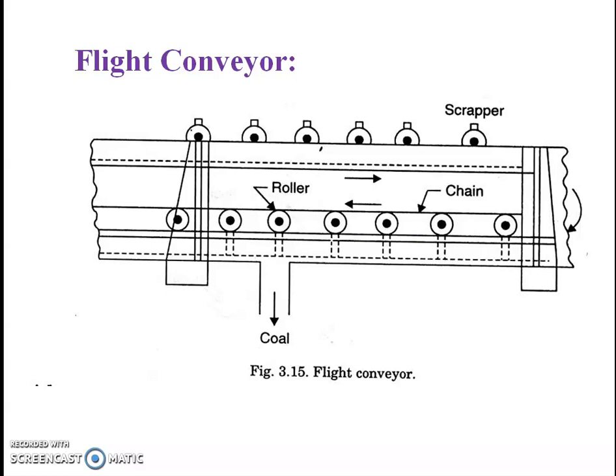Skip hoist. It consists of a vertical or inclined hoist way, a bucket or a car guided by the frame, and a cable for hoisting the bucket. The bucket is held in an upright position. It is a simple compact method of elevating coal or ash. So these are the equipments for transferring of the coal.